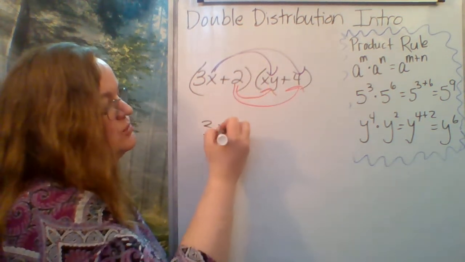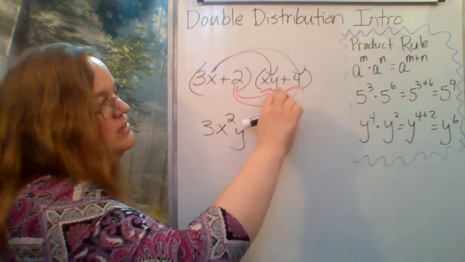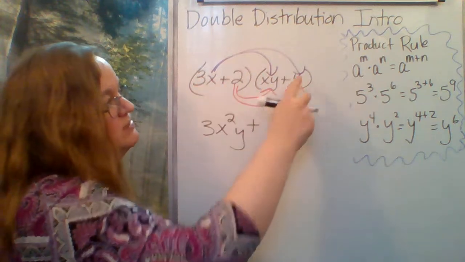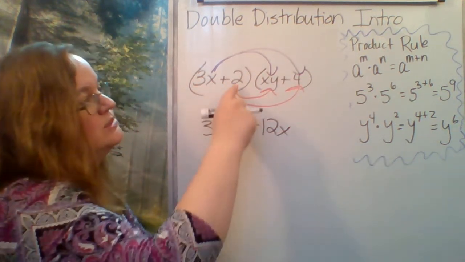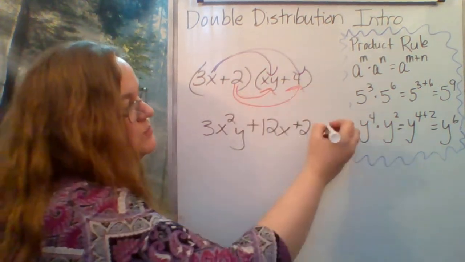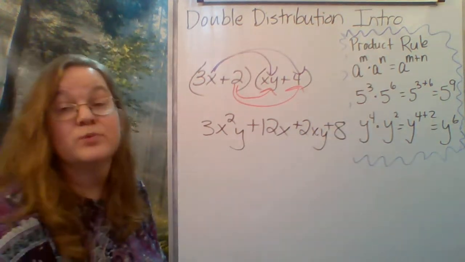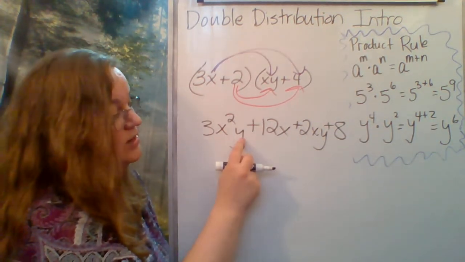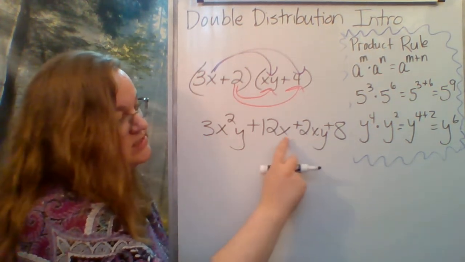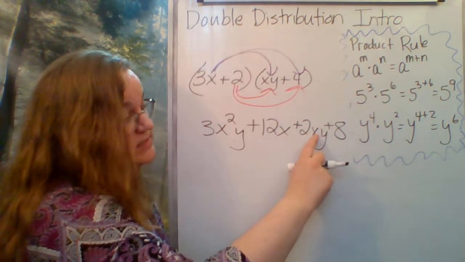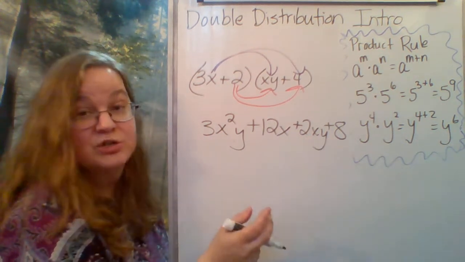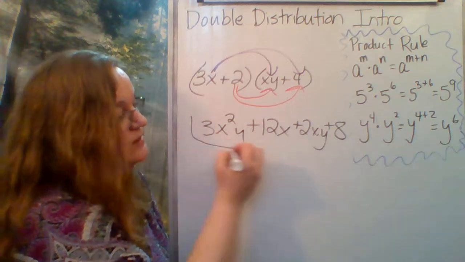x times x is x squared, and I still have a y. There's no y here, so it's just y. Plus 3x times 4. So 3 times 4 is 12x. 2 times xy is 2xy. And 2 times 4 is 8. In this case, this has an x squared y. Since it has an x squared, not an x, I can't combine it with this. I can't put this with this because this has an x and this has an x, but this doesn't have a y, and this has a y. So again, the variables have to match, and they don't. So this is actually the final answer in this case.